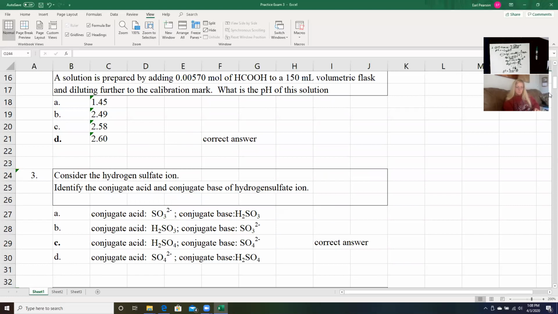Consider the hydrogen sulfate ion. Identify the conjugate acid and conjugate base of hydrogen sulfate ion. So the first thing you have to know is what in the world is hydrogen sulfate ion? Sulfate's minus 2, hydrogen plus 1, that's a minus 1. So that's what hydrogen sulfate is. What is the conjugate acid and the conjugate base? The conjugate acid is what you get when you add a hydrogen ion.